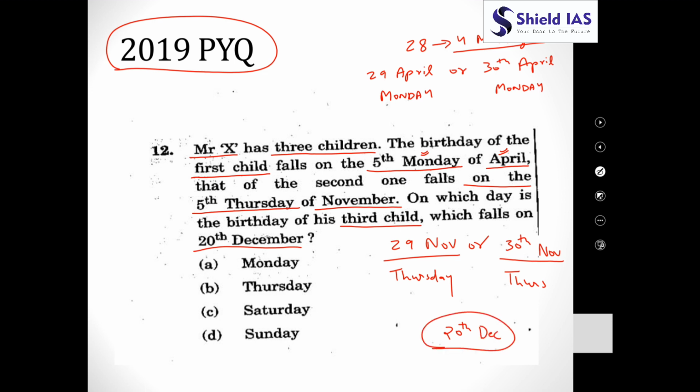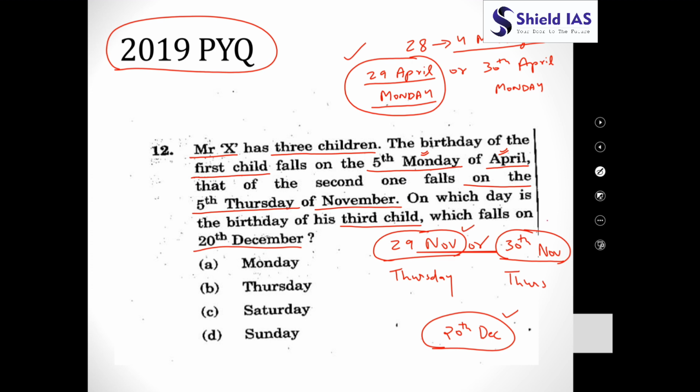So we have to check what day will be there on 20th December of this particular year. In this also we have to make two cases. First, imagine that this is correct. Let us assume that the birthday of the first child falls on 29th April and on that particular day it is a Monday. Now we will check whether either 29th November or 30th November can be a Thursday or not.